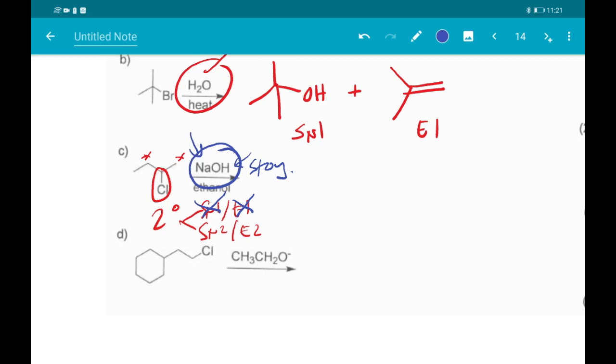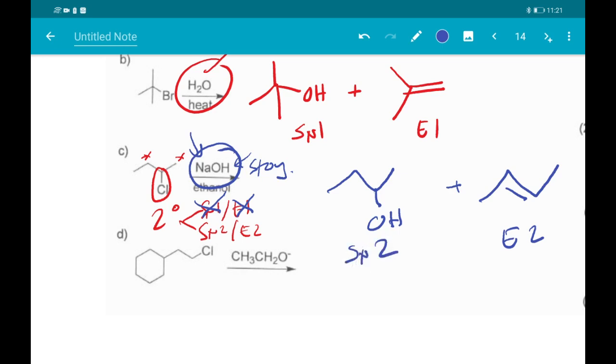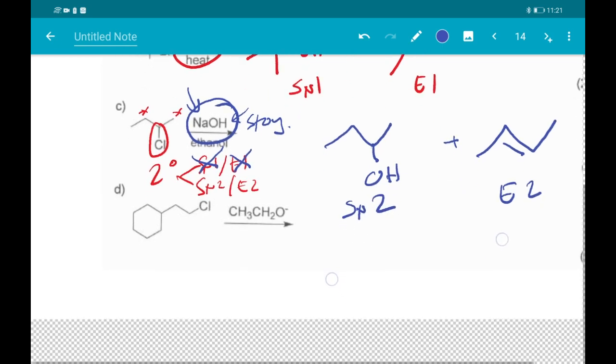So there will be two options. The first one, the Cl will be replaced with OH from the sodium hydroxide, and the other one will be the formation of a double bond, to represent the E2 product, while the substitution will represent the SN2 product.